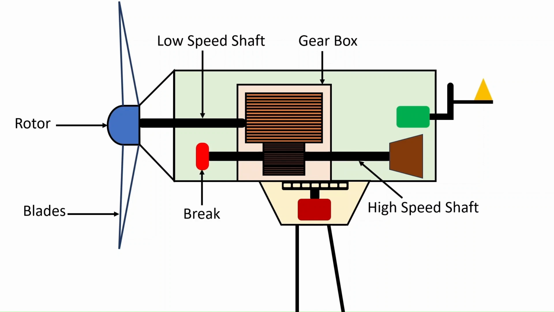A disc brake is used to stop the rotor in emergencies. It can be applied mechanically, electrically, or hydraulically. Induction generator is used to produce 50 to 60 Hz AC power.